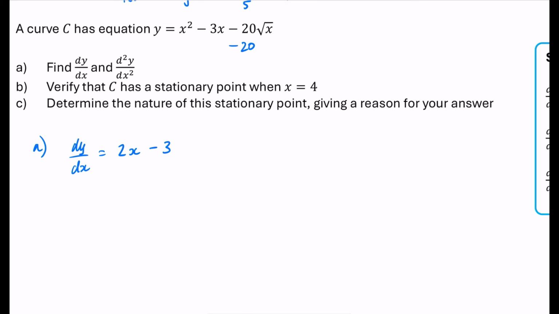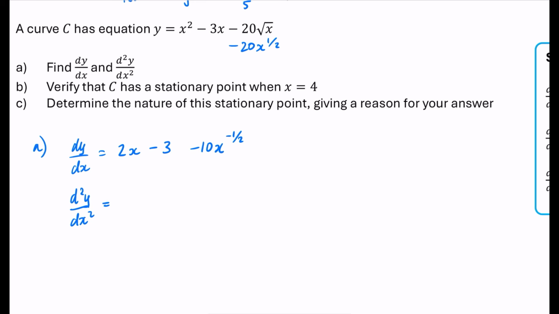It might help to write this as minus 20x to the half. So I'll do the minus 20 times the half, which is minus 10. And I will do the minus the half, take away 1, which is minus a half. And then I will do the second derivative like this.